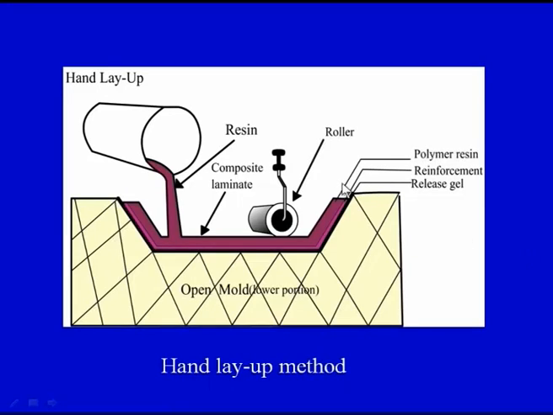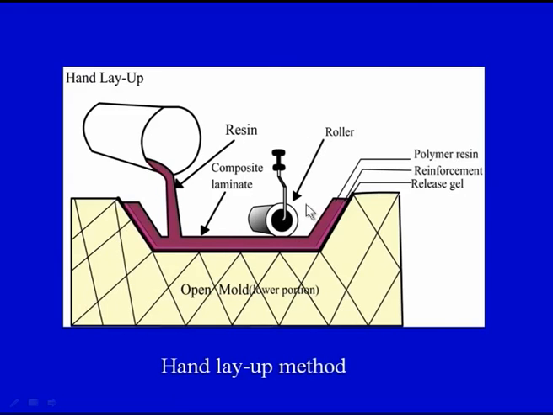On your screen you can see a very simple representation of the hand layup process. This is the open mold, yellow colored. Then there is a release gel next to the mold which is applied in order to facilitate the easy removal of the composite material. Then there is a layer of the reinforcement which has been put on top of the release gel. Then the polymer resin is sprayed. This is, you can say, the container of the resin. The resin is sprayed on top of the fibrous reinforcement and we get a composite laminate.